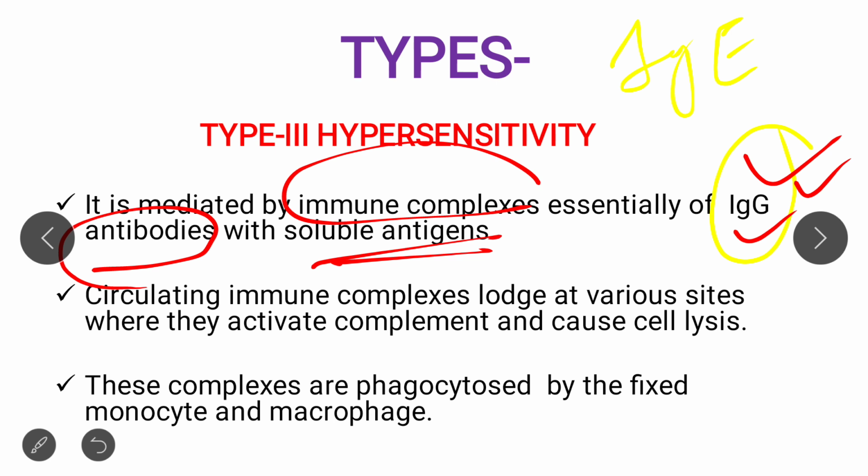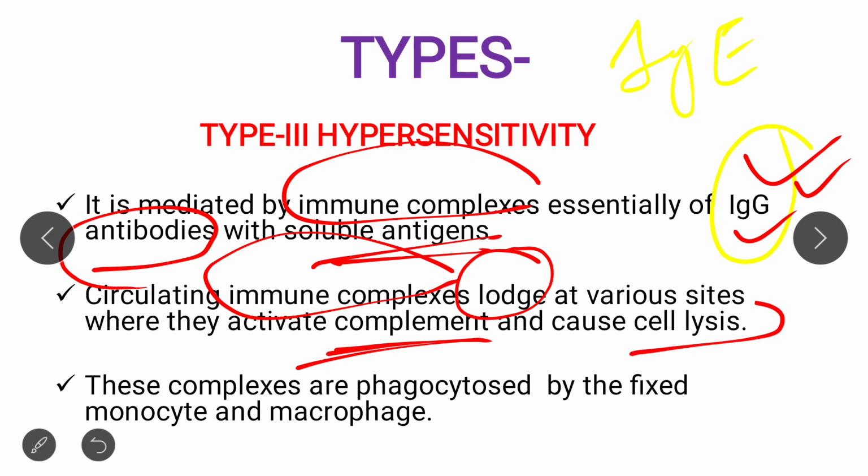Okay, and all those immune complexes are lodged at various sites, and at those sites they activate what? They activate the complement system and cause cell lysis. It means they circulate, and after circulating they lodge at a particular site where antigens are present, and there they activate the complement system and the lysis of cell takes place. Clear?